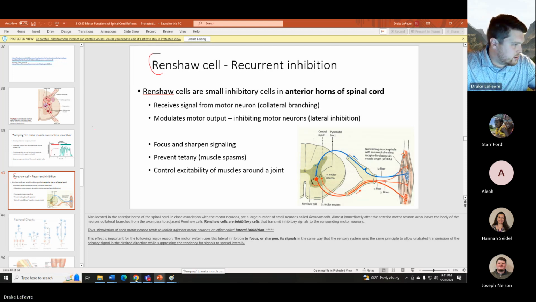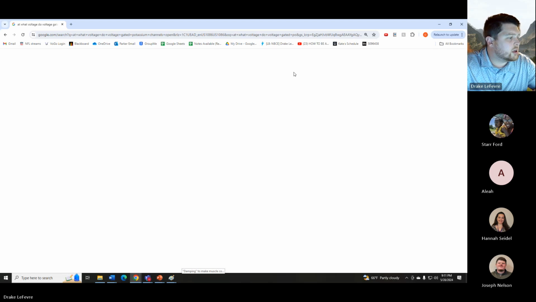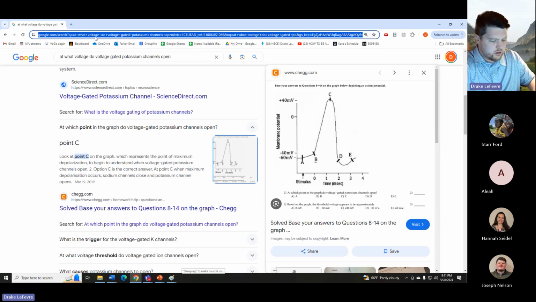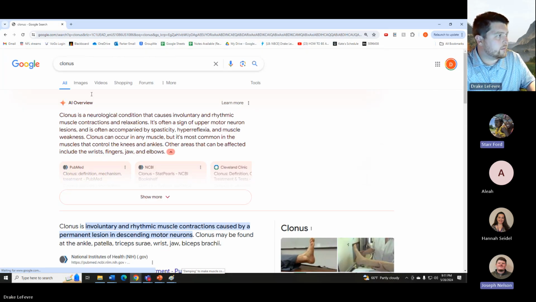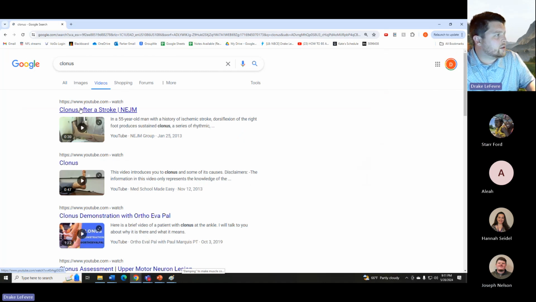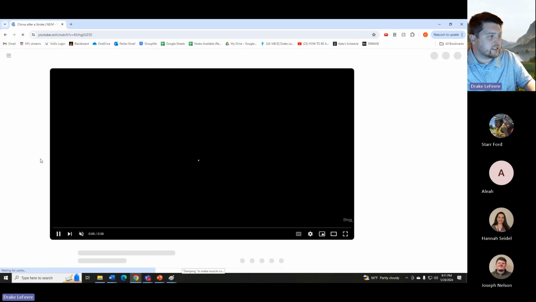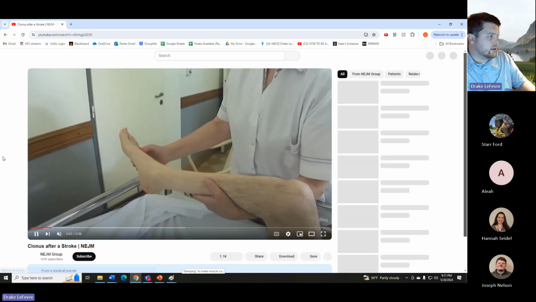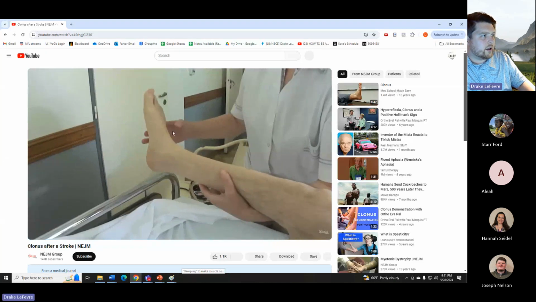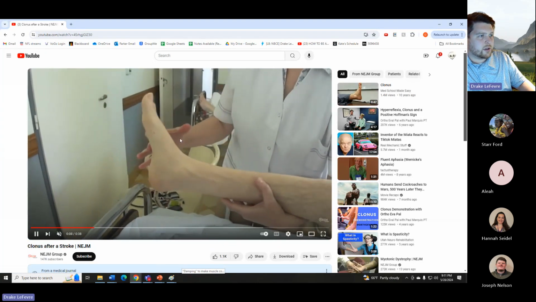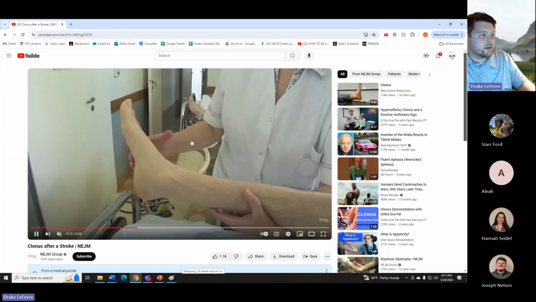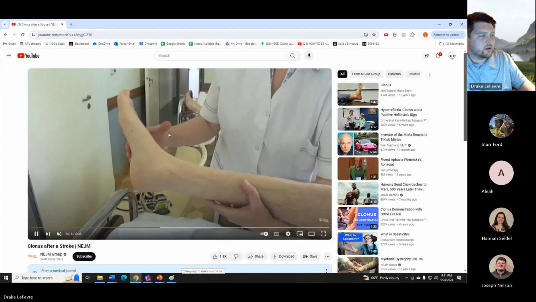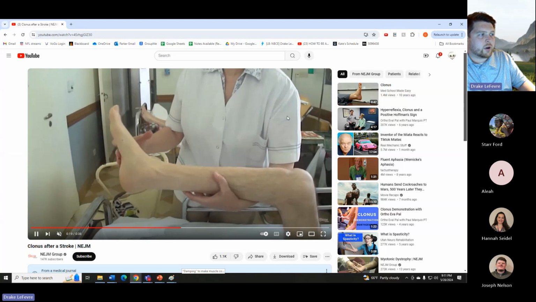Have you guys talked about something called clonus at all? Yes, the ankle one. Yeah. Clonus would be a good example where that whole process gets damaged. See how it goes and goes and goes and goes. This person is lacking that ability to have that recurrent inhibition.